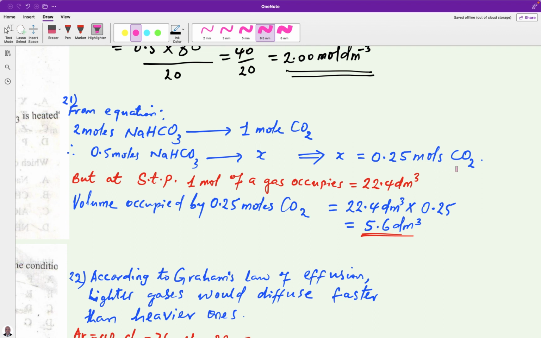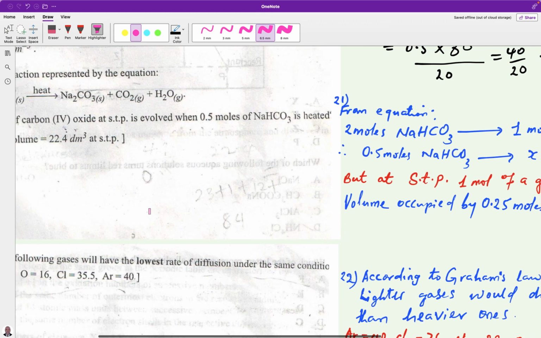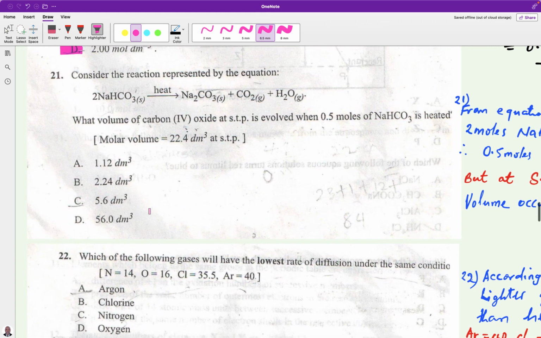But remember, at standard temperature and pressure, 1 mole of a gas will occupy 22.4 dm³. Therefore, the volume occupied by 0.25 moles of carbon dioxide will be what? It will be 22.4 dm³ times 0.25, and we will have 5.6 dm³. If we go to our answer column, can we have that? 5.6, that is the answer there. Our answer for 21 is C.